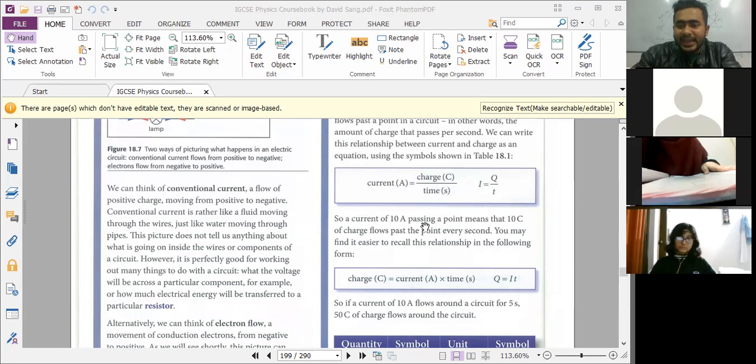So the current of 10 amps passing a point means that 10 coulomb of charge flows past the point every second. Done? Easy? Okay, fine. It is nothing difficult.